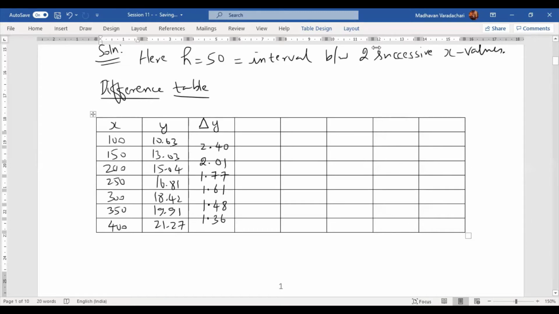This you call as first order difference.